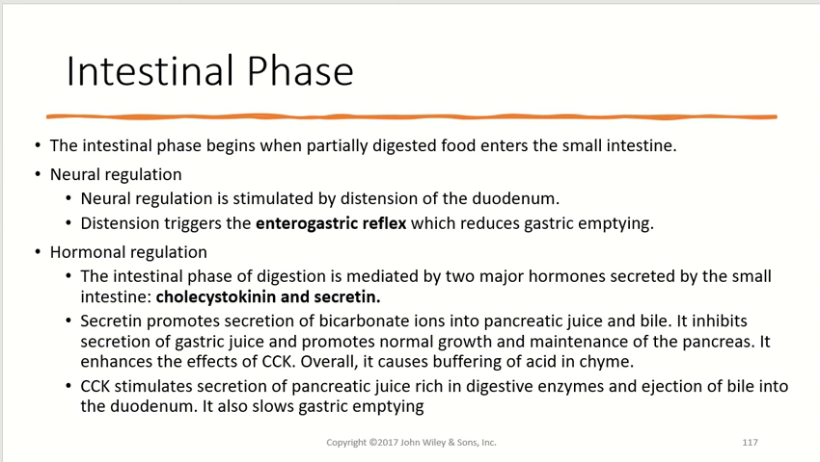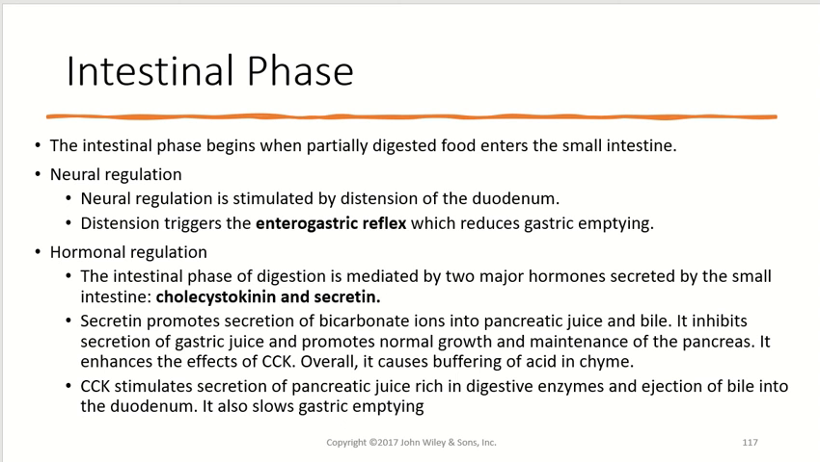The hormonal regulation of the intestinal phase is as follows. The intestinal phase of digestion is going to be mediated by two major hormones that are secreted by the small intestines. All right, we've got our cholecystokinin and our secretin. Secretin is going to promote secretion of bicarbonate ions into pancreatic juice and bile. It inhibits the secretion of gastric juices as well as promoting normal growth and maintenance of the pancreas. It's also going to enhance the effects of cholecystokinin. So overall, secretin is going to cause a buffering of acids in the chyme.